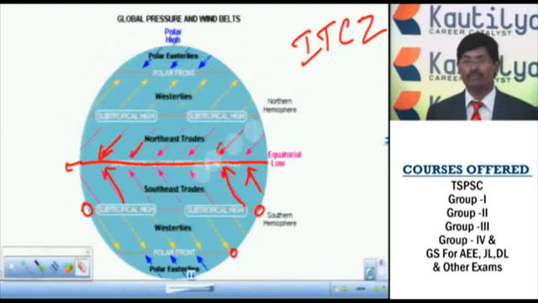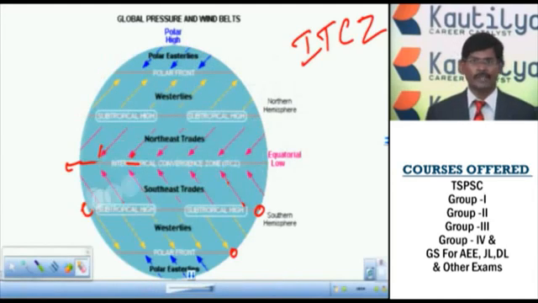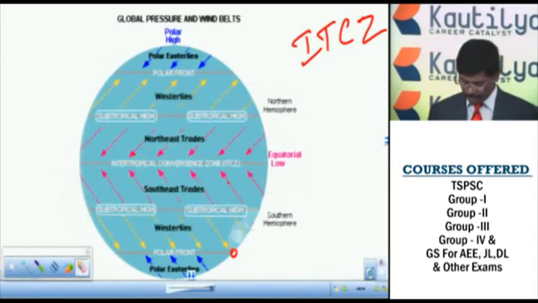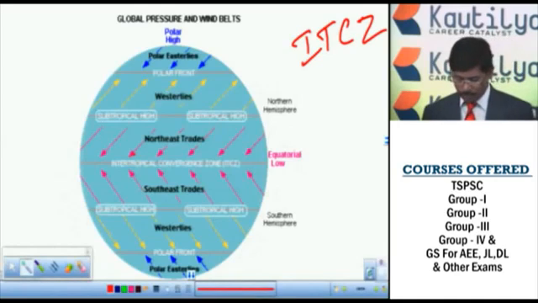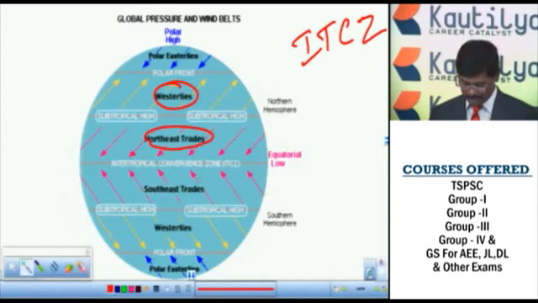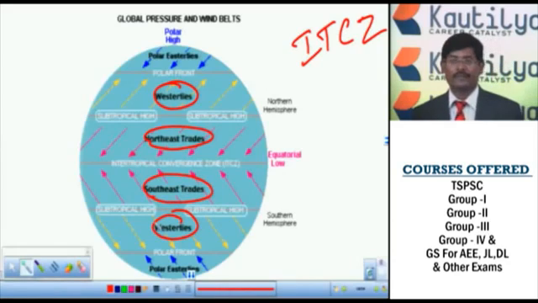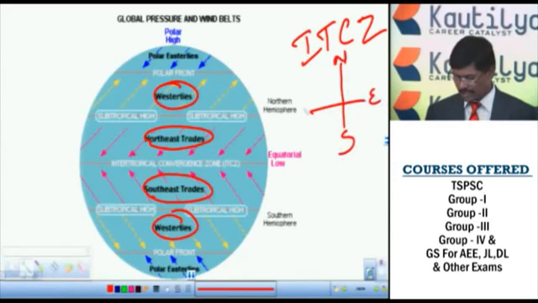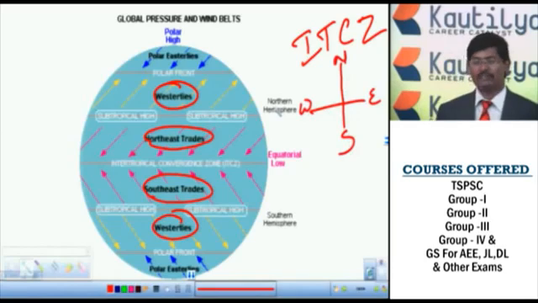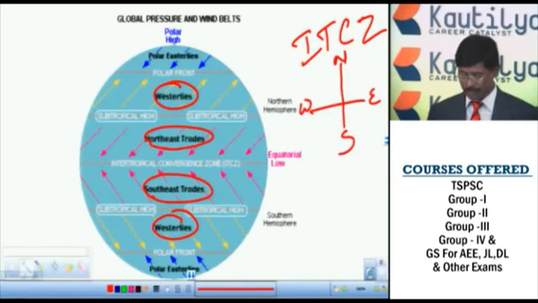Then on this occasion we have to discuss one more important thing. Please observe it carefully. These are the areas we can call the westerlies, going toward the north and toward the south. Generally, from which direction the wind is moving gives it its name. On this occasion, we should remember the cardinal directions: north, south, east, and west. So from which direction are the winds moving?